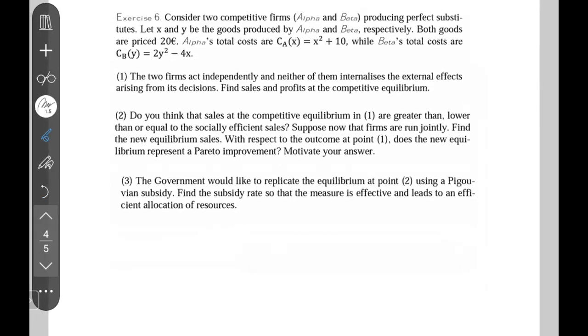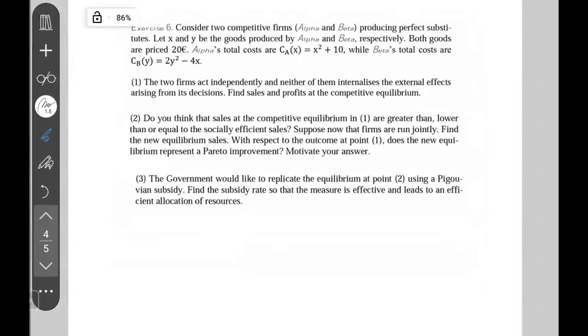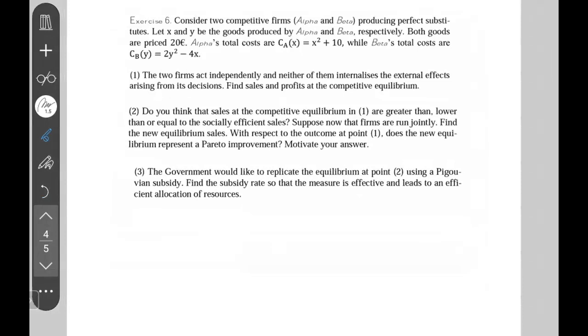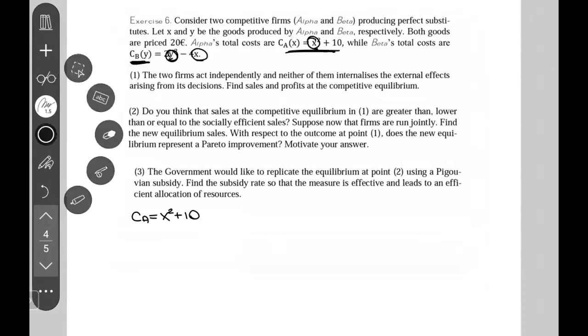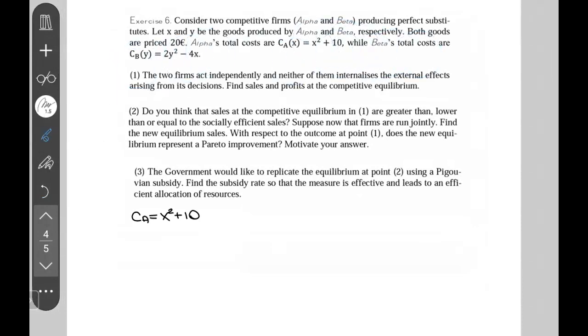So here we have 2 firms producing perfect substitutes, and they're priced the same way. And then we have the 2 cost functions. Right away, what you want to notice is that the cost function of firm X or firm A only depends on its own quantity, which is X, while the cost function for firm B depends on its quantity Y, but also on the quantity of the other good. So that's how you know that there is some type of externality.